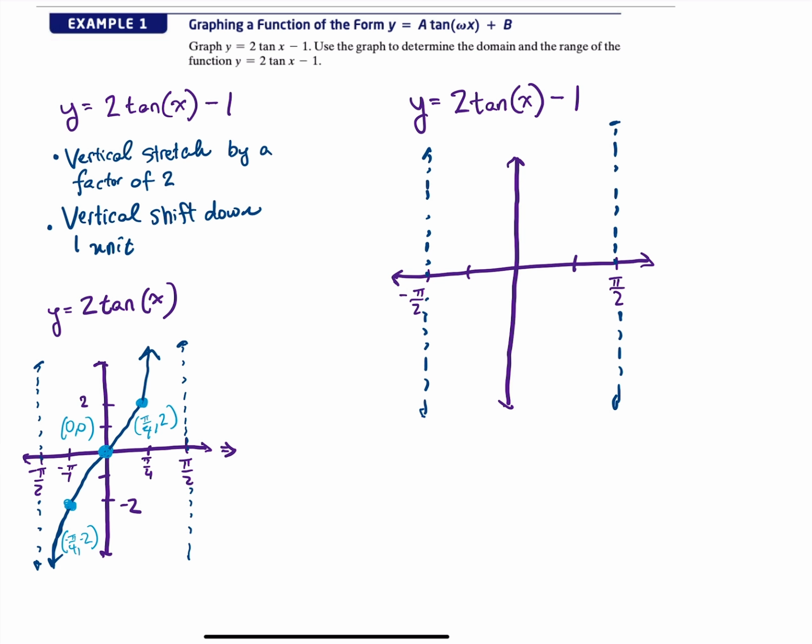So I should imagine that instead of this point down here being at negative pi over 4, negative 2, it's going to shift down 1 more unit. So I need to go down to negative 3. Let's call this negative 3. We'll call that positive 3. So I should have a point at negative pi over 4, negative 3. This is our negative pi over 4 here. This will be positive pi over 4.